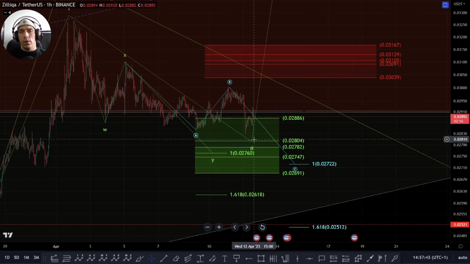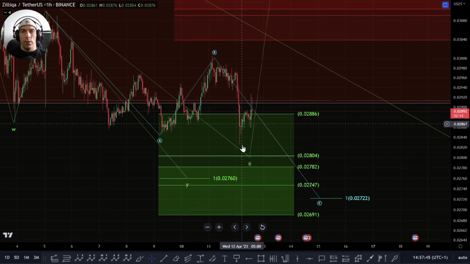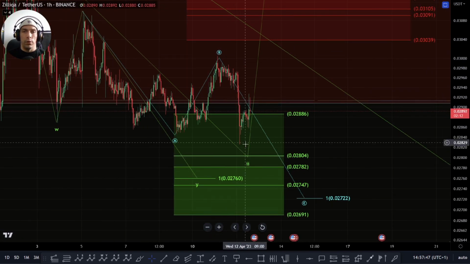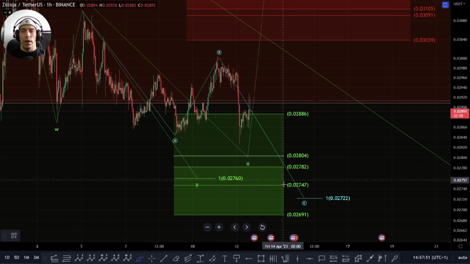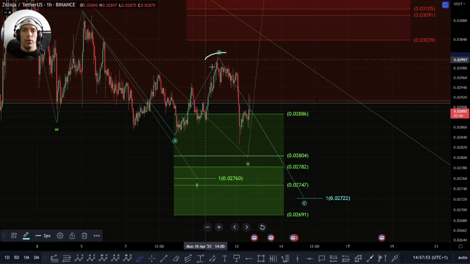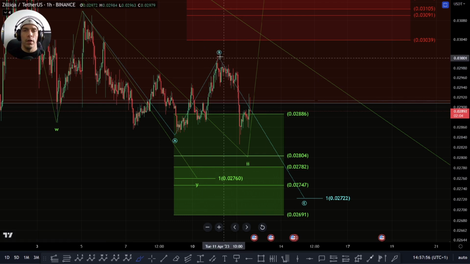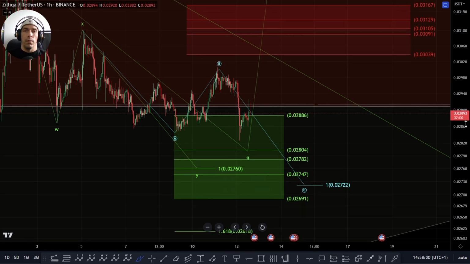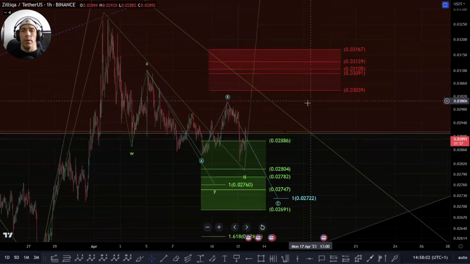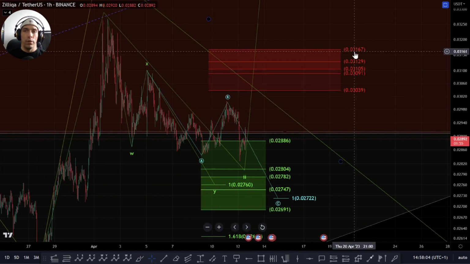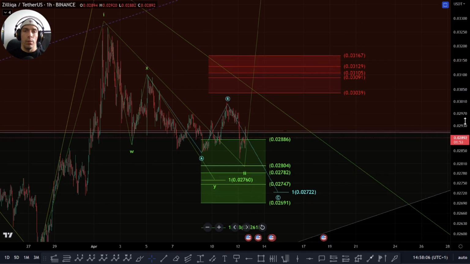So we need to see, at the moment we just have impulsive looking structure to the downside, particularly over here. So if we want to get confirmation that we're out of this move and this is finished, we need to get back above this high point here. We need to get back above this area of this 03005 and actually get back above this higher range here too of this 3167 to this 3039.